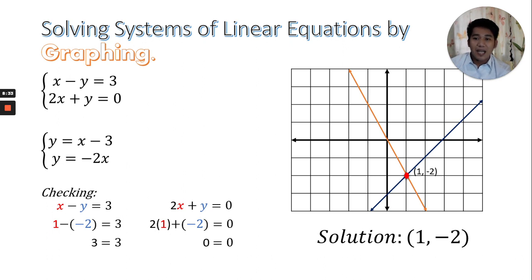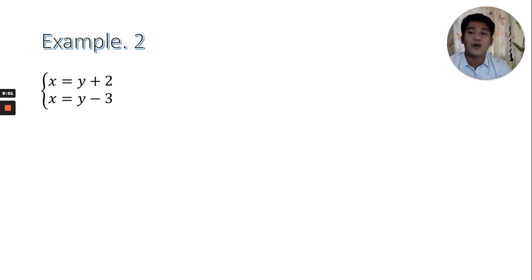Okay? But sometimes through graphing, let's say, you really can't land on an exact point that will give us integer coordinates, it's okay. Okay? So, the graph will be effective only if the coordinates of the point of intersection are exactly integers. Okay? Let's move on. Another example.